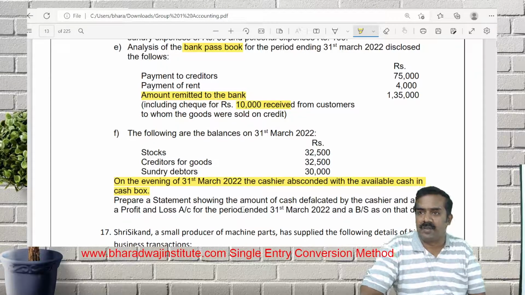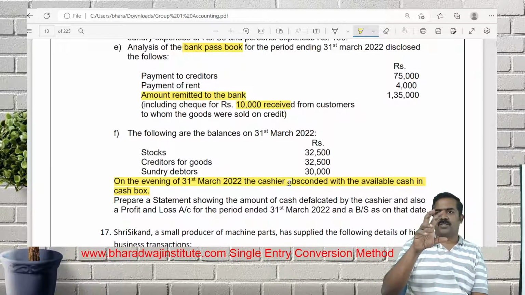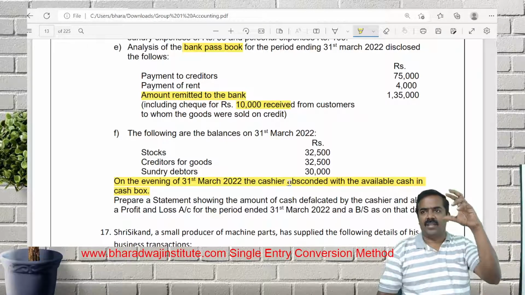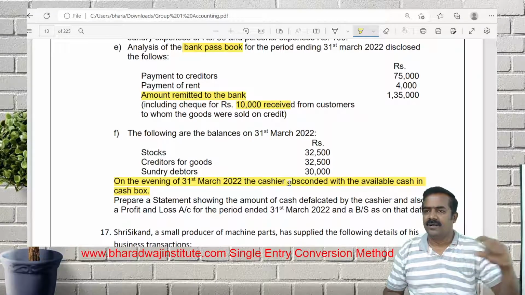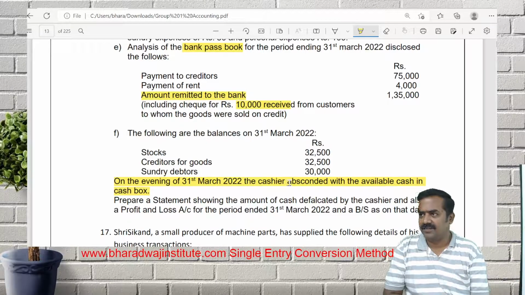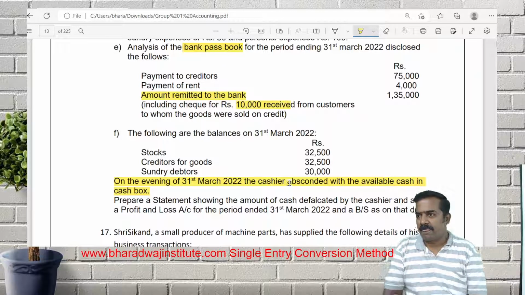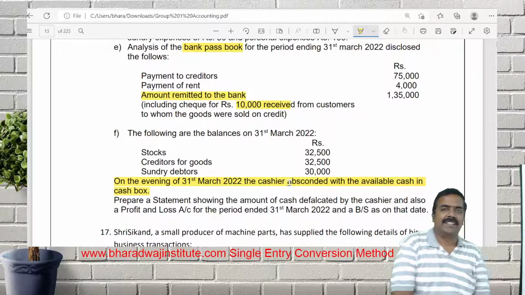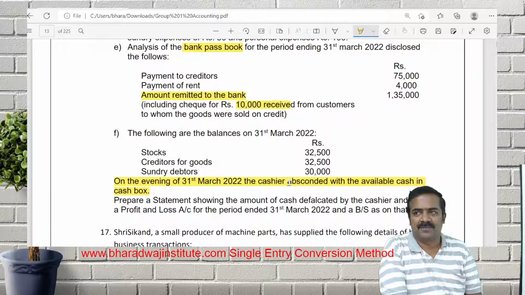Absconded, the word is used. What do you mean by absconded? So what to do now? You have to prepare the cash account and bank account separately. In the cash account there is a balancing figure. Whatever the balancing figure is, will you take it as a loss or will you take it as recoverable from the cashier?